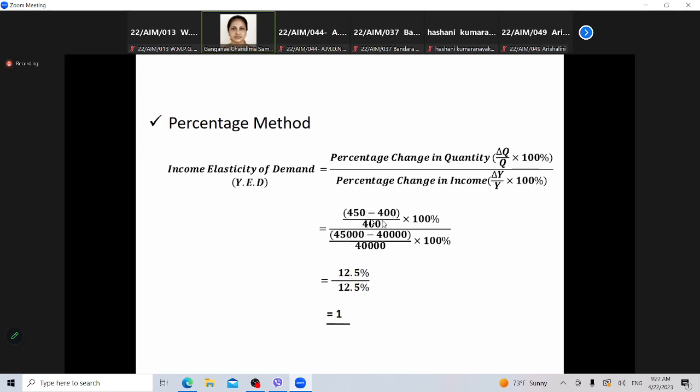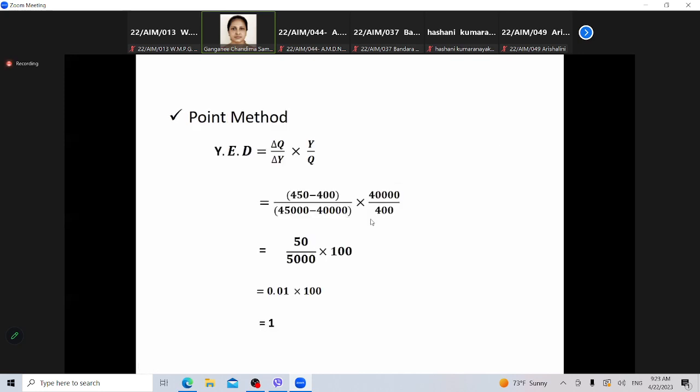45,000 minus 40,000 divided by 40,000, because every time we have to take the next price first and divide by the initial income, initial quantity demanded. Okay, very good. Now the percentage method is calculated. Have you calculated the point method as well?